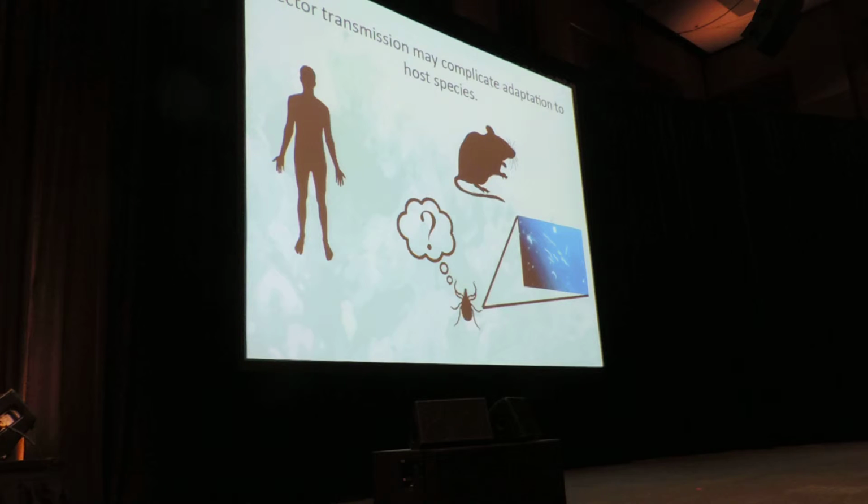Vector transmission is required by many parasites, and it can complicate adaptation and subsequent diversification to a host species. So a parasite that is vector transmitted is somewhat at the whim of a vector when it comes to who they're going to be able to mate with and who they're going to be able to infect.